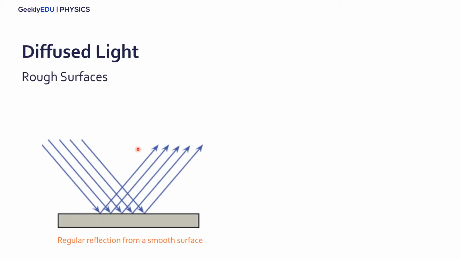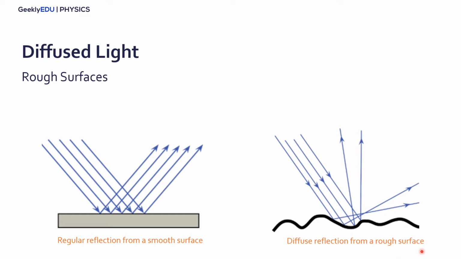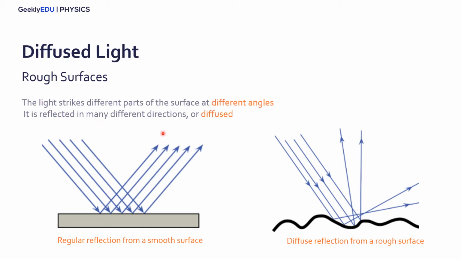So let's start talking about diffused light. Diffused light happens when you have light hitting a rough surface. For a smooth surface, you have a regular reflection of the light. On the other hand, for a rough surface, the reflection is going everywhere, right? It happens because the light strikes different parts of the rough surface at different angles, so it is reflected in many different directions, or diffused.